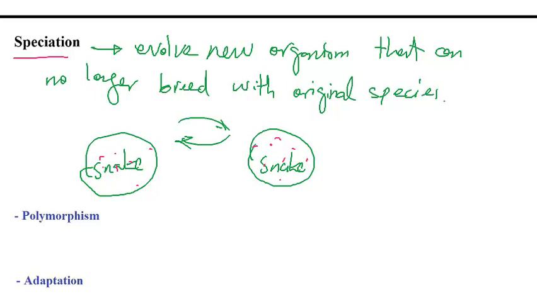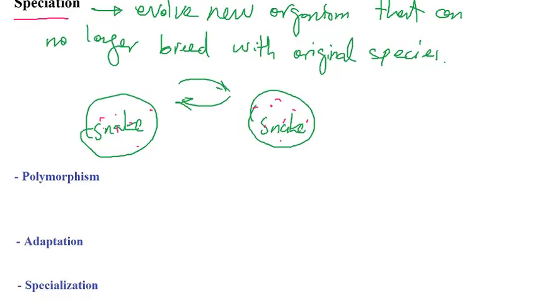Now, factors that can contribute to the process of speciation include, for instance, polymorphism, where there would be variation in the phenotypes within the same population. Like, for instance, there would be differences in the color of the eye. There would be blue versus brown versus green eye colors.